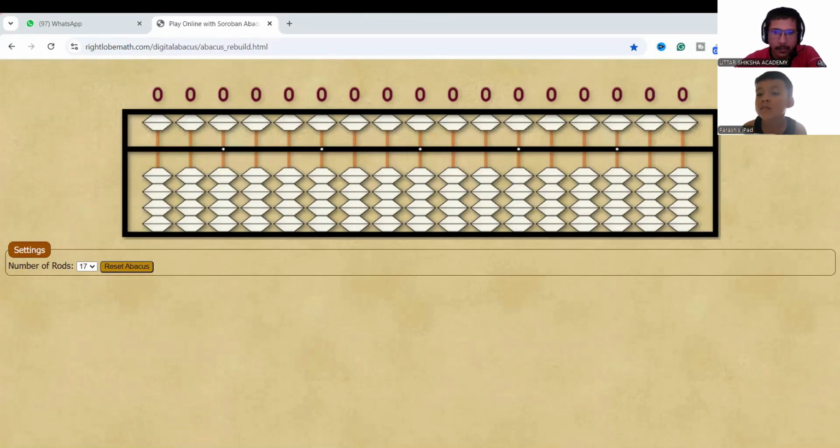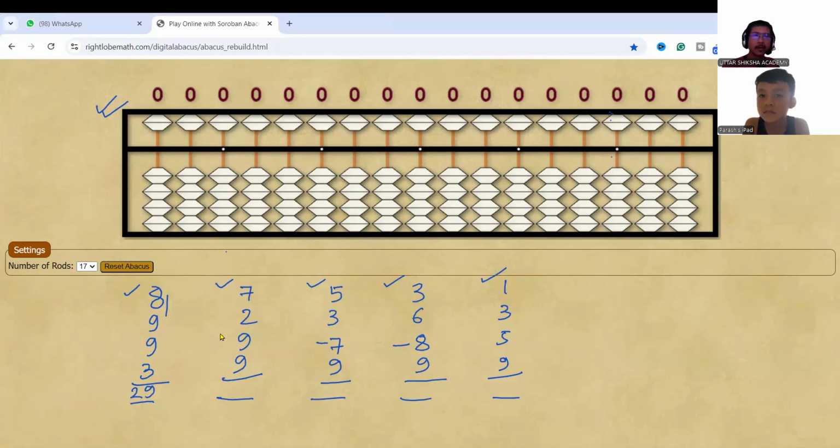Okay. So let me first write the question: 8993. I want to see whether you are using the abacus in the correct manner or not. 8993. Now do this one. 7299. Yes. Okay. 7.